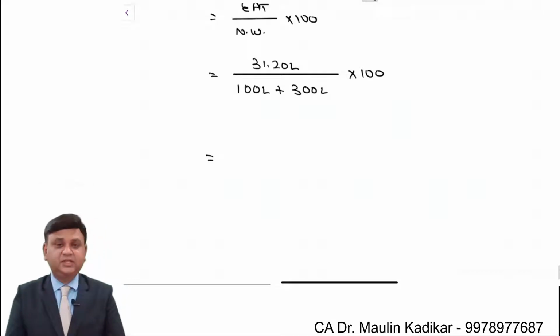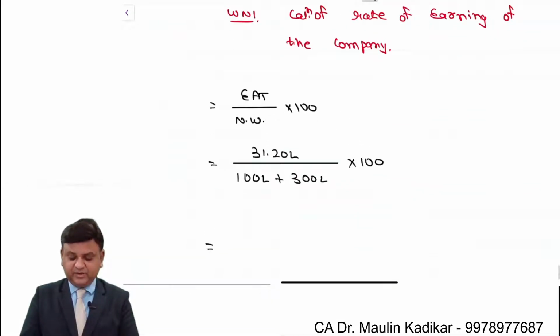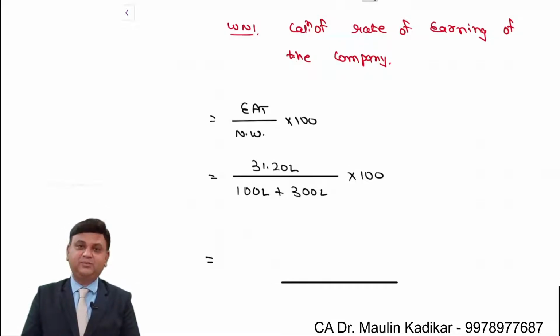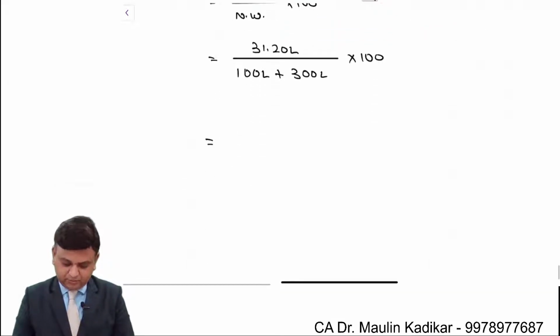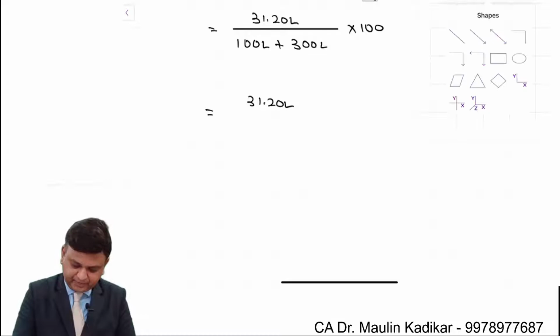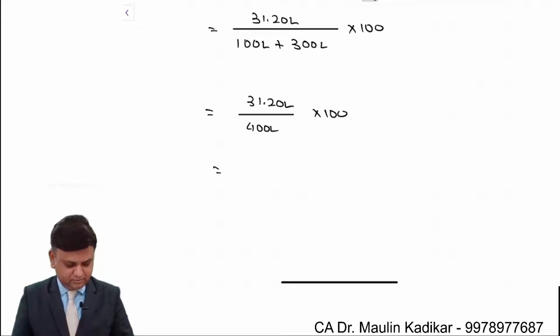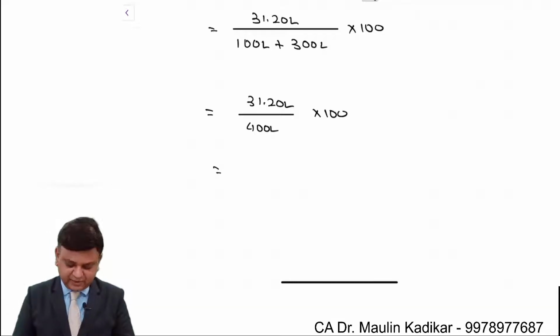So what will happen, friends? The numerator is 31,20,000. In the division, we have 400 lakhs into 100. That will give us the rate of earning. Once we find the rate of earning, then later on we'll compute the growth rate as B into R. So we understand that it is 31,20,000 divided by 400 lakhs into 100. That comes to 7.8 percentage.